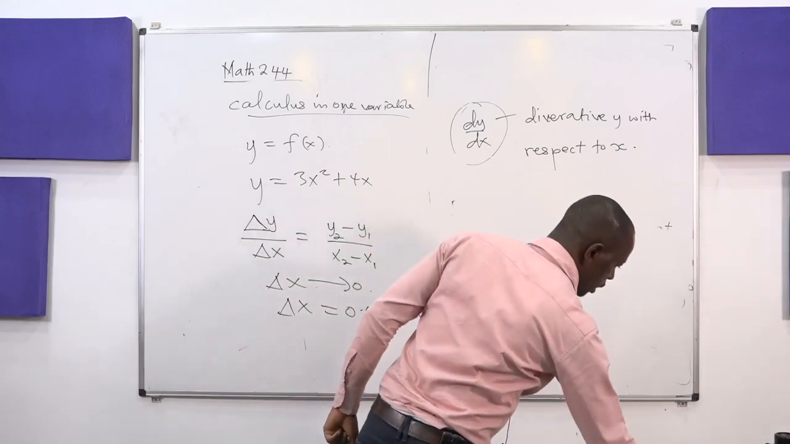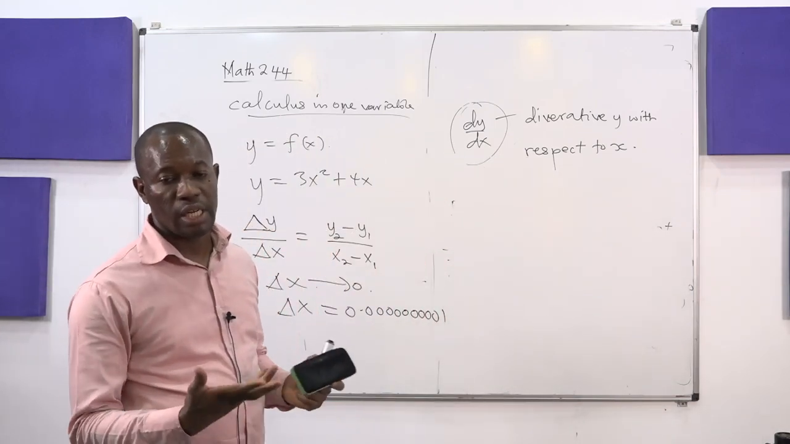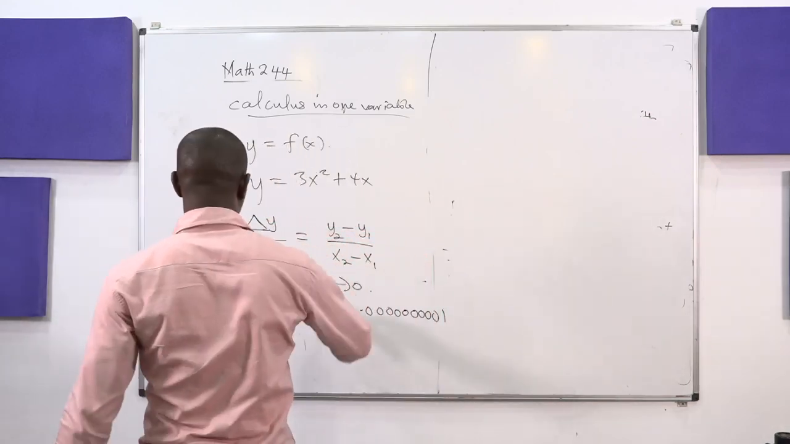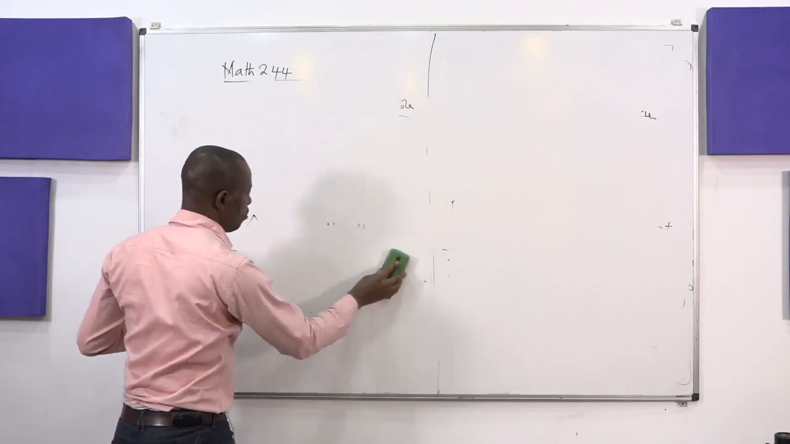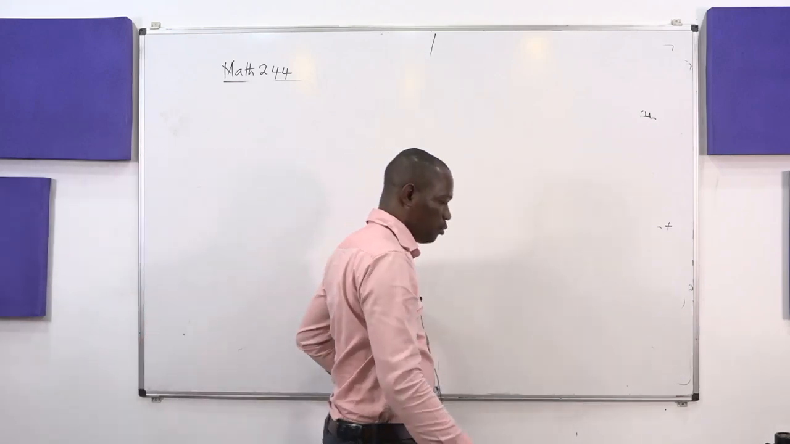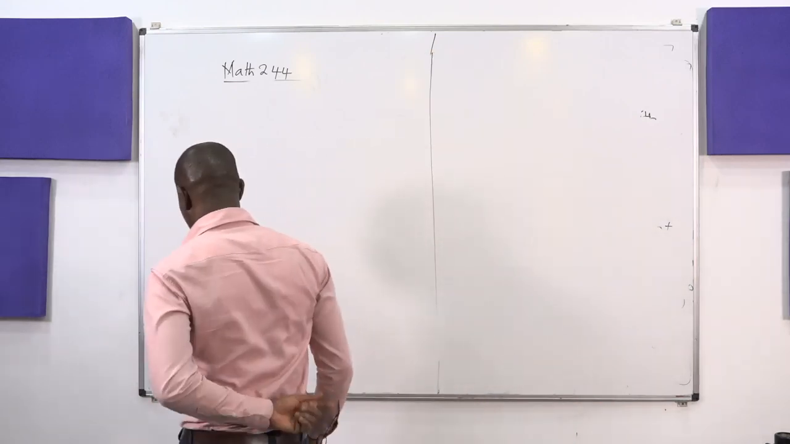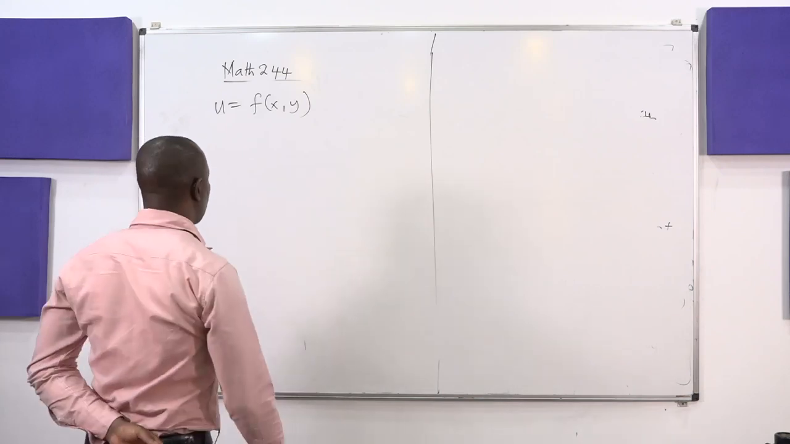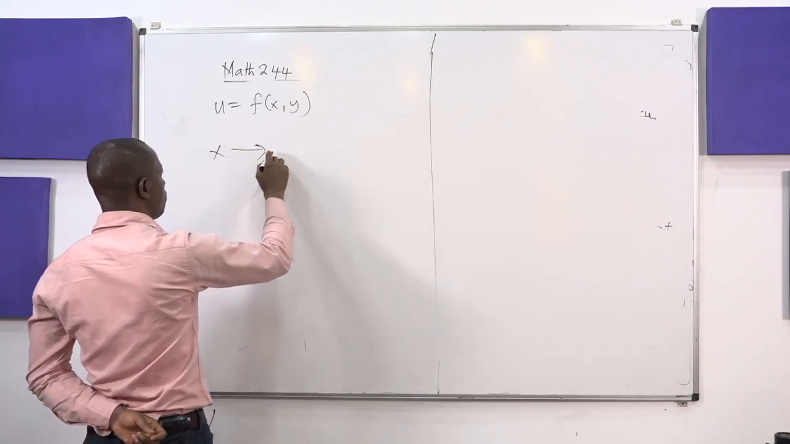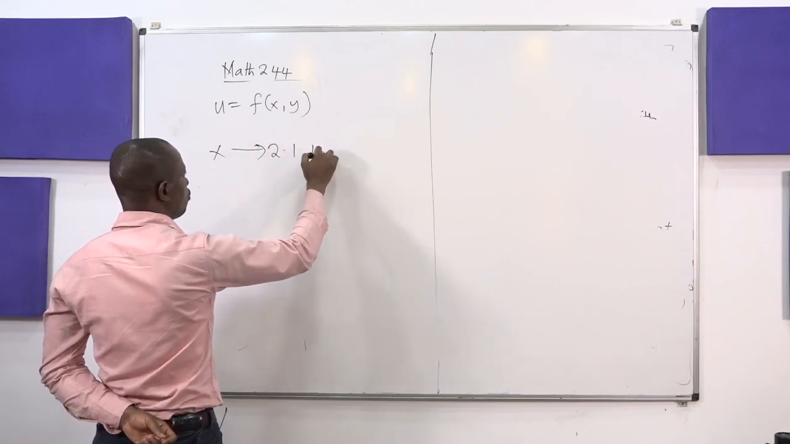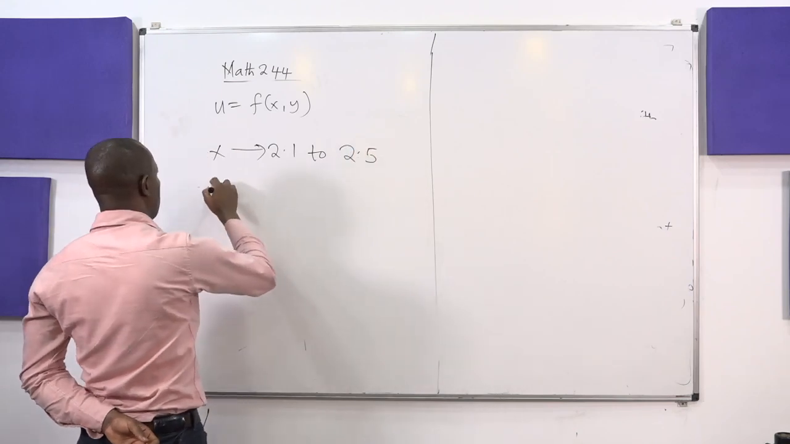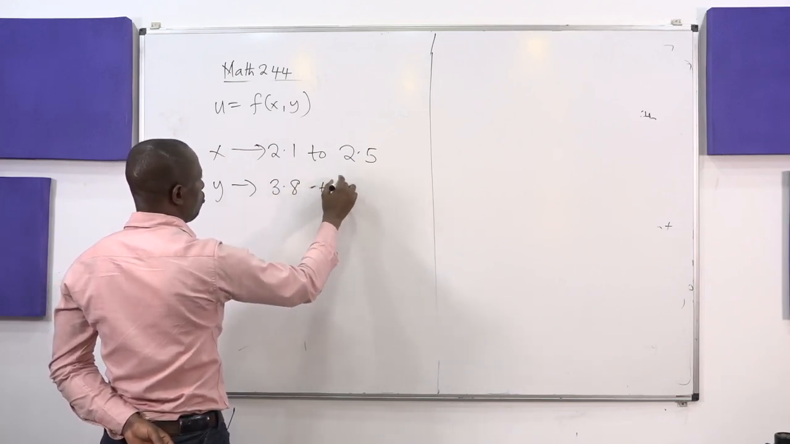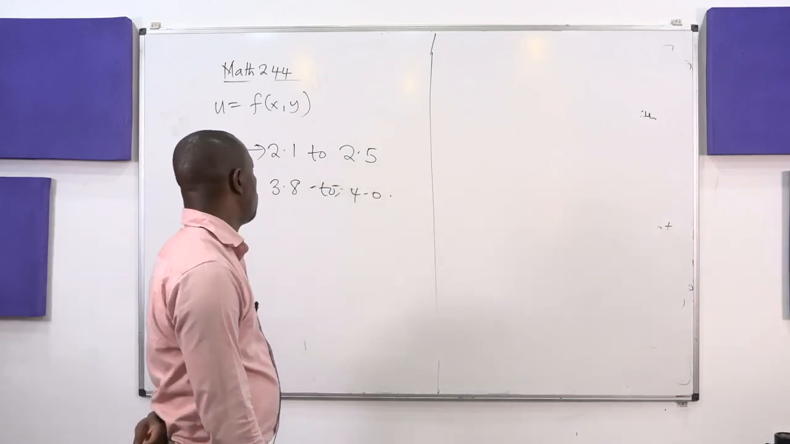But today we are going to look at a situation where we have two inputs and they are changing. What will be the corresponding change in the output? That will be termed partial differentiation. So if I have u equals f of x, y, and suppose x changes from 2.1 to 2.5, and then y changes from 3.8 to 4.0.